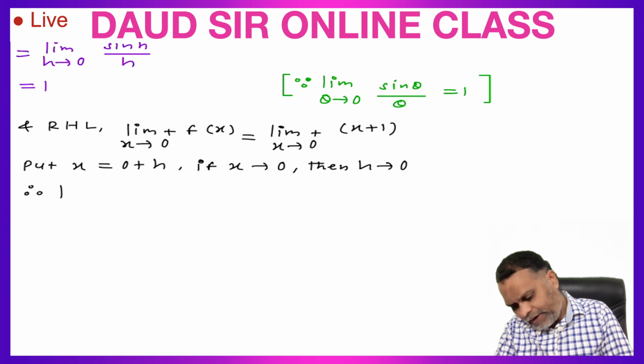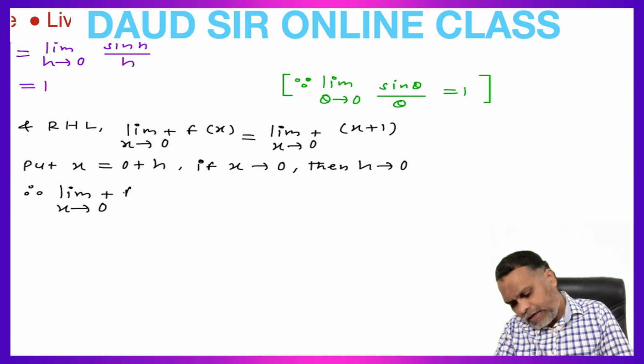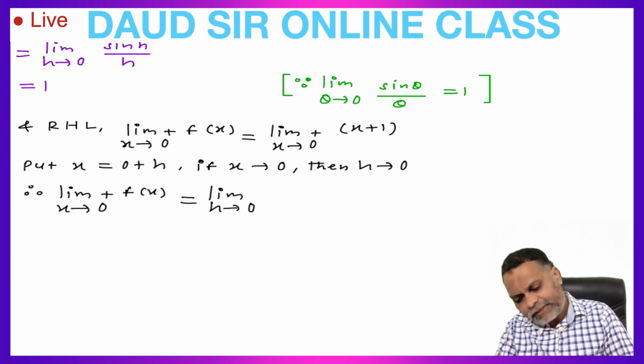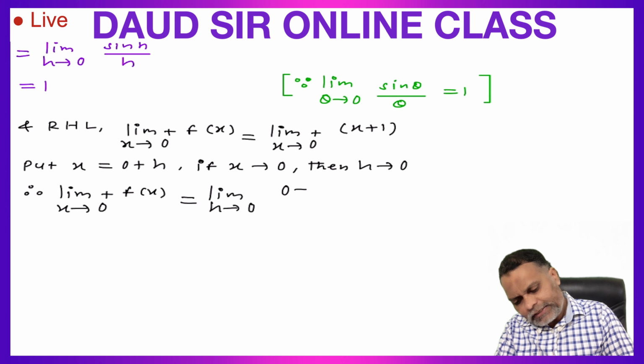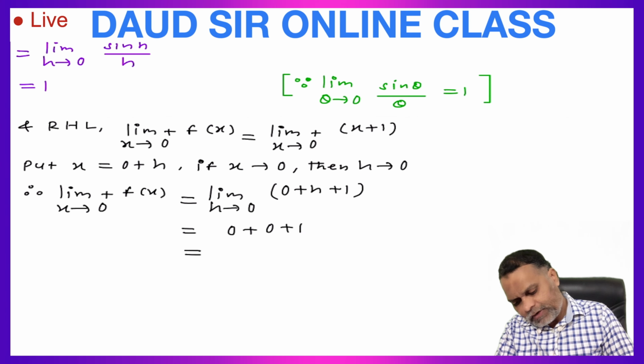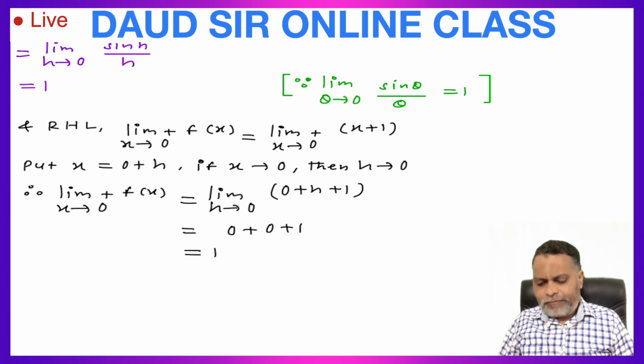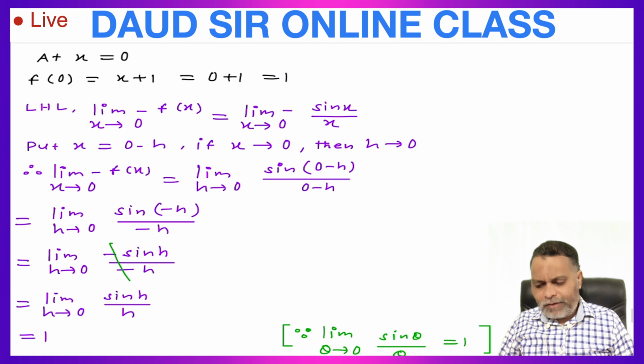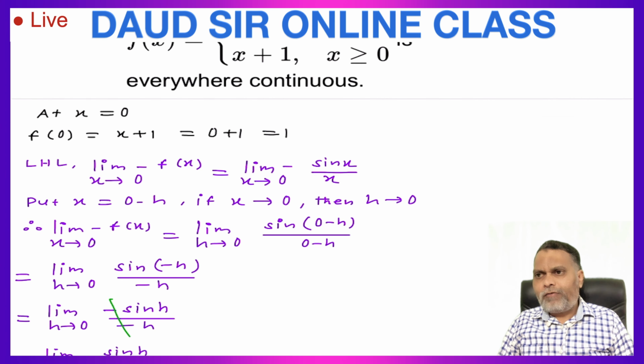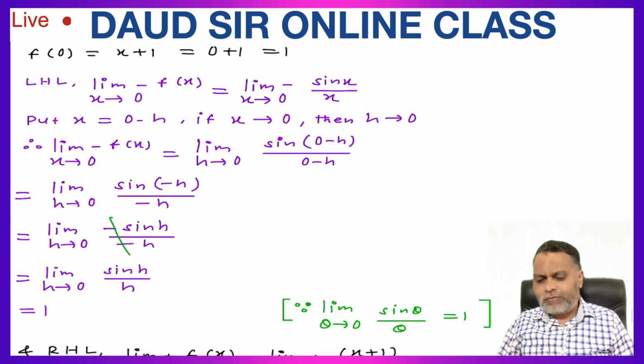Therefore right hand limit will become limit x tends to 0 plus f of x is equal to limit h tends to 0, put x is equal to 0 plus h, plus 1. Substitute h is equal to 0. So 0 plus 0 plus 1, which is equal to 1. Clearly, right hand limit 1, left hand limit 1, and the value of function at x is equal to 0 is 1.